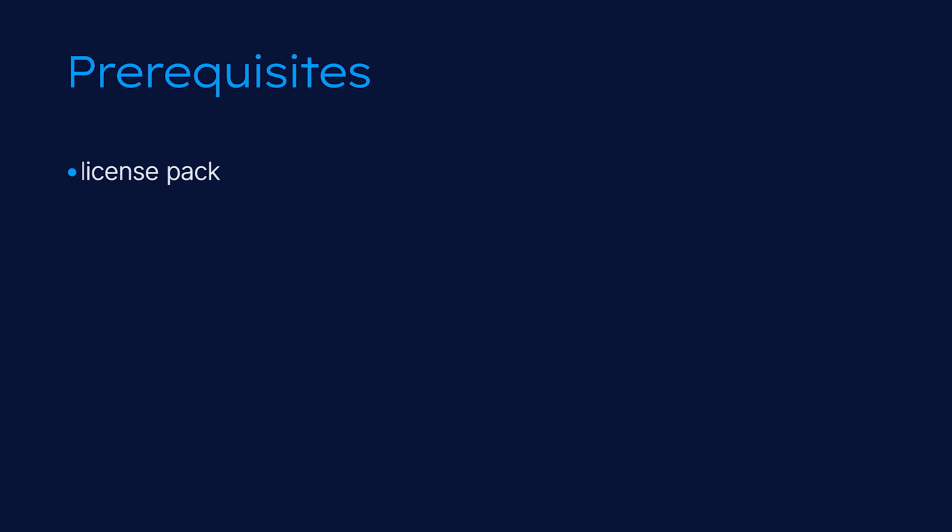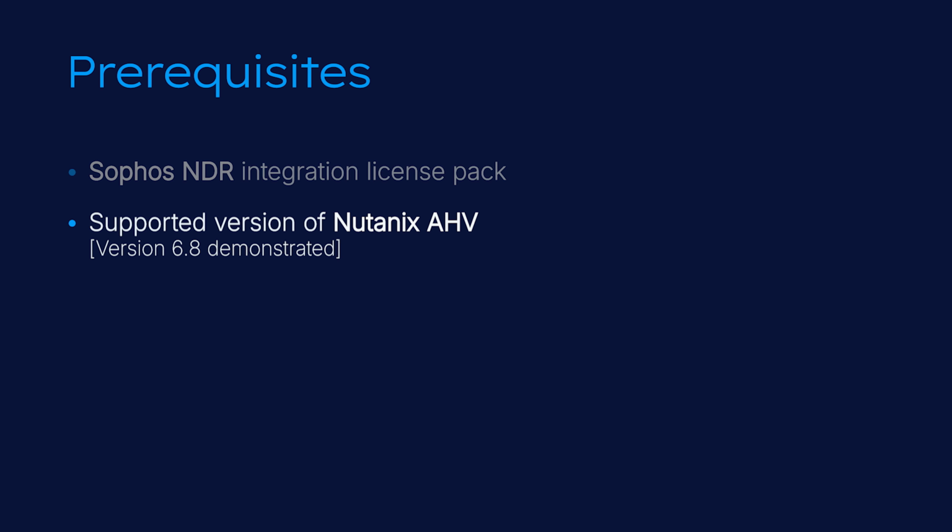Before starting, you need a Sophos Network Detection and Response Integration License Pack. Ensure that you're running a supported version of Nutanix AHV. The setup steps in this Techvid are shown in version 6.8. If you're using a different version, any key differences in the steps will be identified. Note that we have separate resources for other supported hypervisors linked in the description.